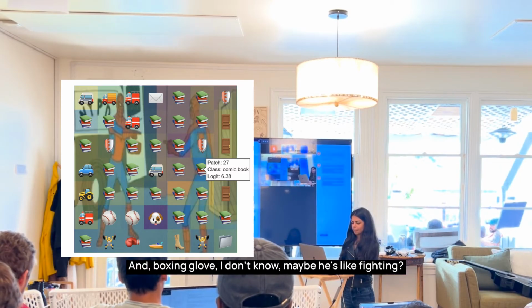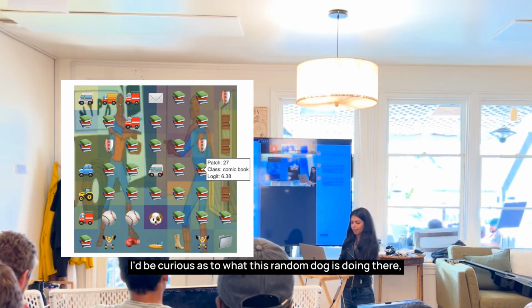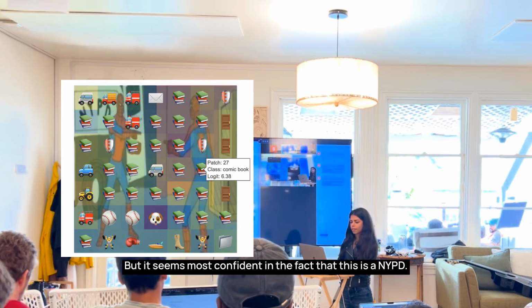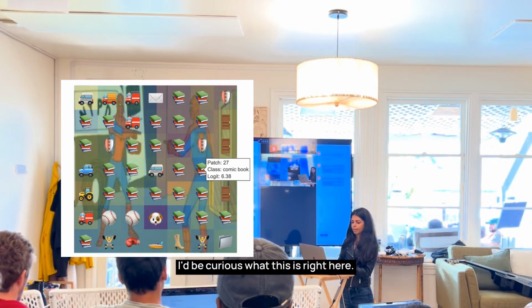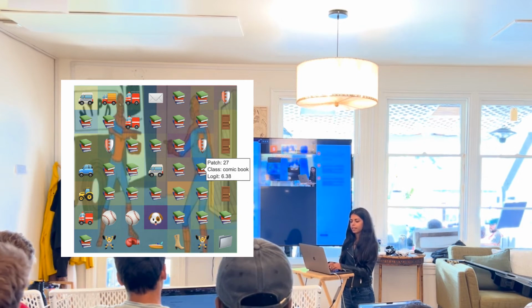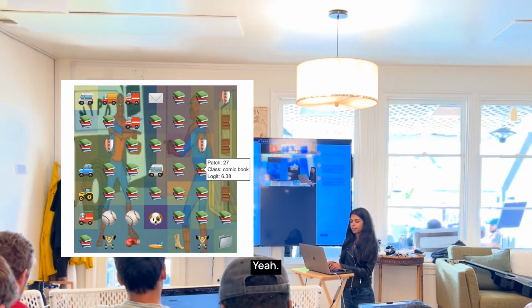And boxing glove, I don't know, maybe he's fighting, weightlifting. I'd be curious as to what these mean. I'd be curious as to what this random dog is doing there, even though that's not a very confident prediction. But it seems most confident in the fact that this is NYPD. I'd be curious what this is right here. Recreational vehicle. And these are fire trucks? Yeah. Okay. Not bad. That's really not bad.